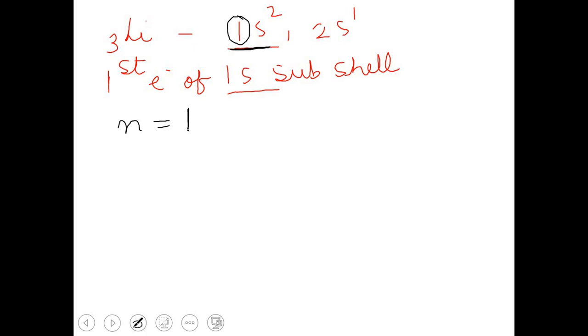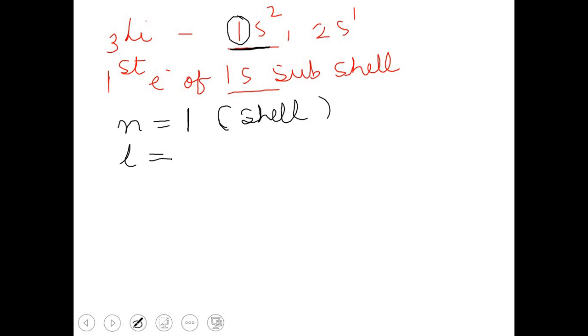So in brackets I am writing here: n represents the shell. It represents the main shell in which the electron is present. Now I am writing about the second quantum number. The second quantum number is the azimuthal quantum number, and it represents the subshell in which the electron is present. You know that the values of the azimuthal quantum number depend on the value of n, and the values start from 0 to n minus 1.